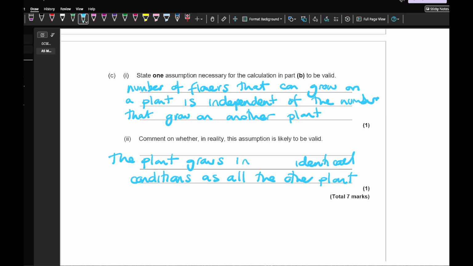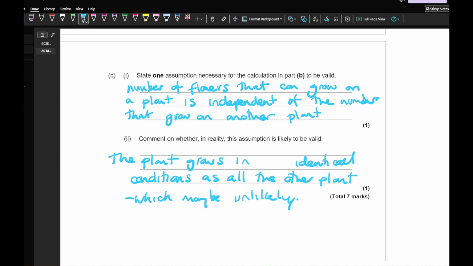So something along those lines: is it possible to grow 2 plants, or a vast amount of plants, in the most identical set of conditions? Again, which may be unlikely.